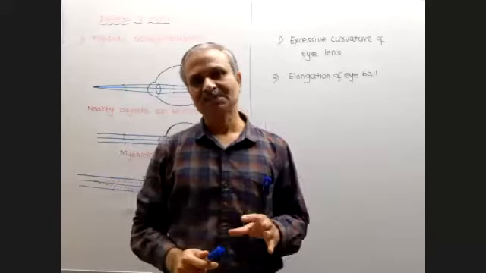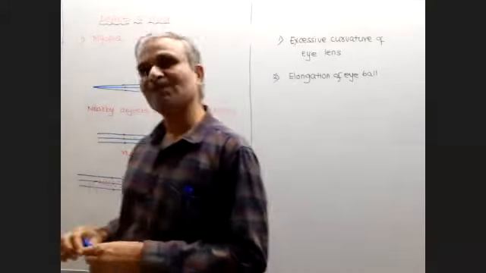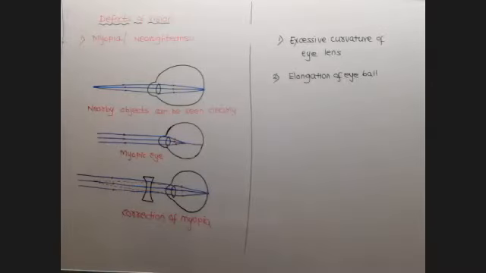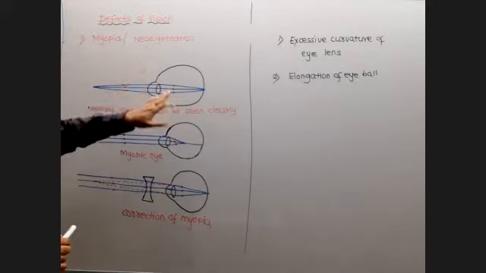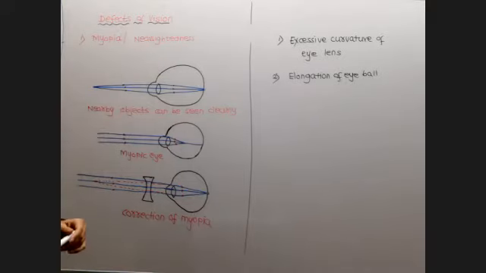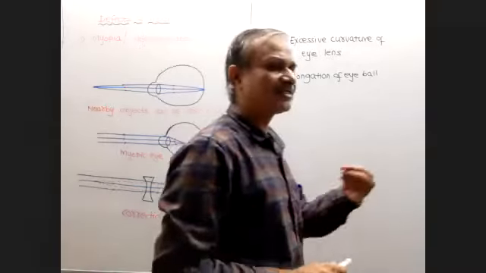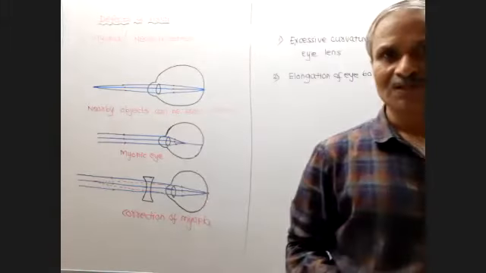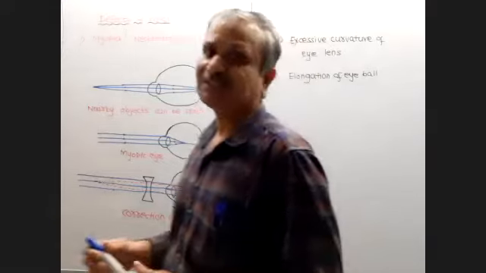So these terms we discussed. But before that, we'll see the defects of vision. There are actually three defects of vision. First, myopia, which is also called nearsightedness or short-sightedness. Second is hypermetropia, which is called long-sightedness. And third is presbyopia. So one by one we will see them in detail.